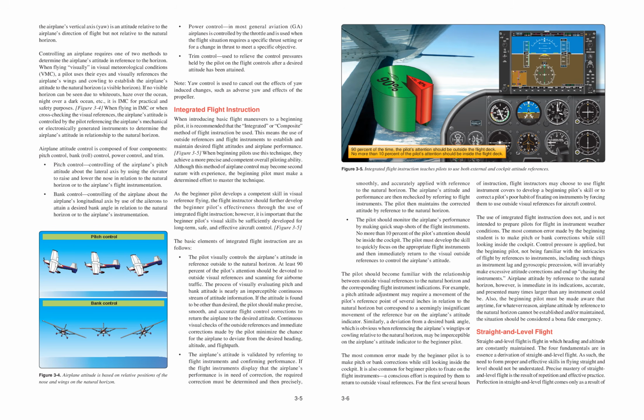Figure 3.5. The basic elements of integrated flight instruction are as follows. The pilot visually controls the airplane's attitude in reference to the natural horizon outside. At least 90% of the pilot's attention should be devoted to outside visual references and scanning for airborne traffic. The process of visually evaluating pitch and bank attitude is a nearly imperceptible continuous stream of attitude information. If the attitude is found to be other than desired, the pilot should make precise, smooth, and accurate flight control corrections to return the airplane to the desired attitude.